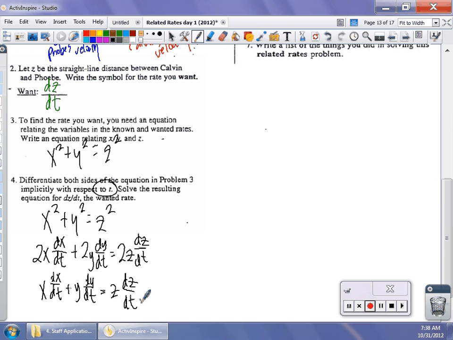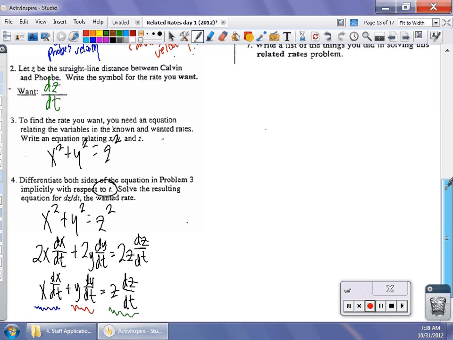All right, so think about what we've done. We read the problem, we gathered all the information out of the problem, we found an equation that related all of our variables, and then we took the derivative with respect to time. So now we have an equation that involves Phoebe's position, let's underline that, multiplied by her rate. We have Calvin's position multiplied by his rate, and then we have the distance between them multiplied by that rate, and it's the dz/dt that we are interested in.